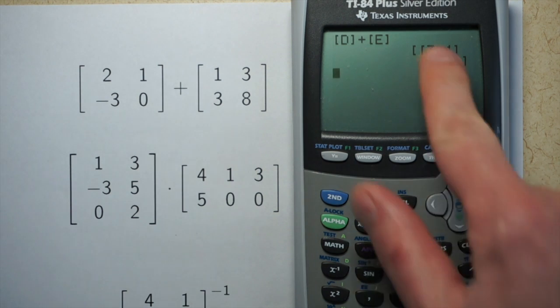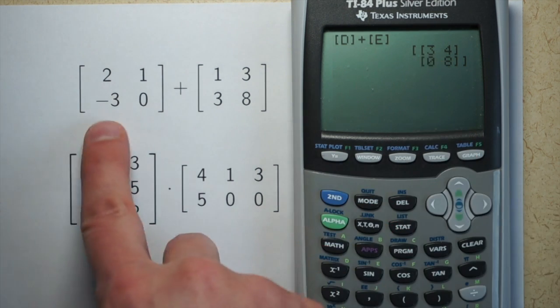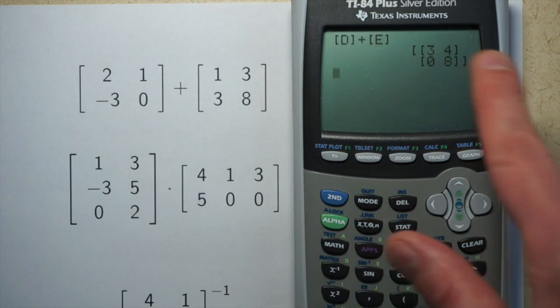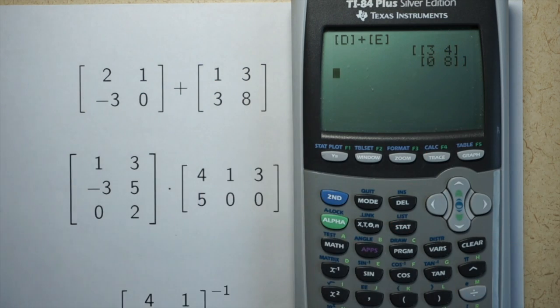Notice that this works exactly as we expect it to. The 3 here is the 2 plus the 1, and the 4 is the 1 plus the 3, and so on. We can add our two matrices, or at least check our addition, just by using this function on the calculator.